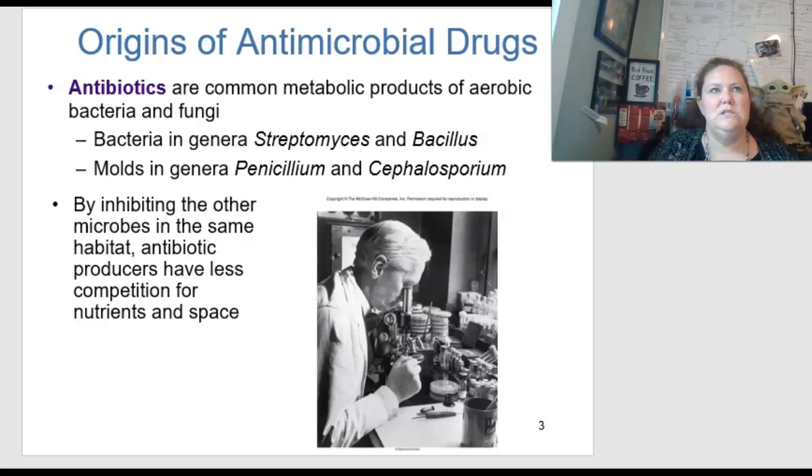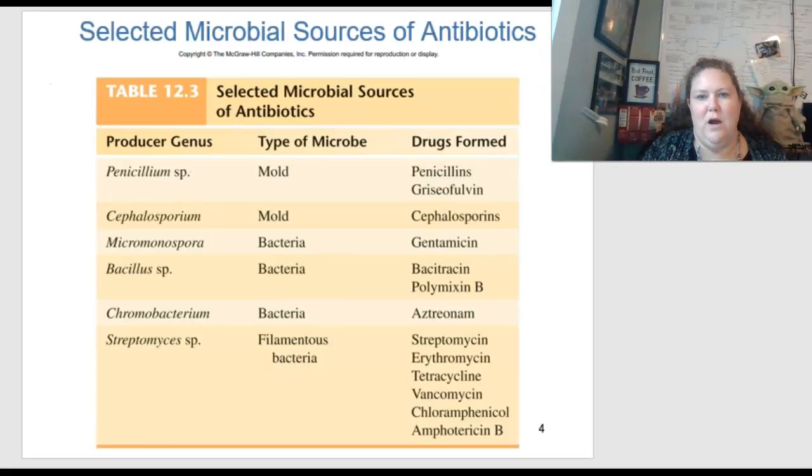So for the origins of antimicrobial drugs, what we have is antibiotics. And antibiotics are common metabolic products of aerobic bacteria and fungi. These bacteria would be in the genera Streptomyces and Bacillus, and the molds would be in the genera Penicillium and Cephalosporium. By inhibiting the other microbes in that same habitat, the antibiotic producers have less competition for nutrients and for space, right? So they don't have to compete to grow. We just let them grow, okay? So then we can get more bang for our buck.